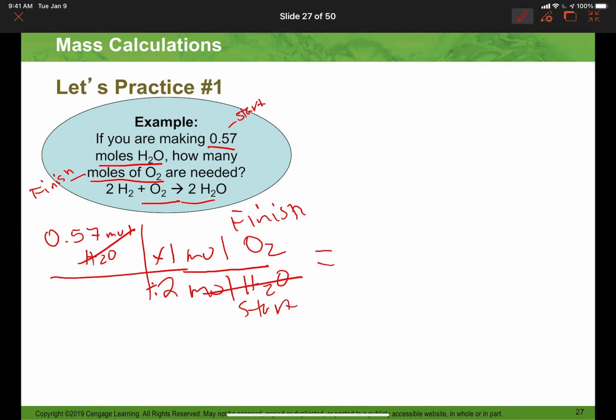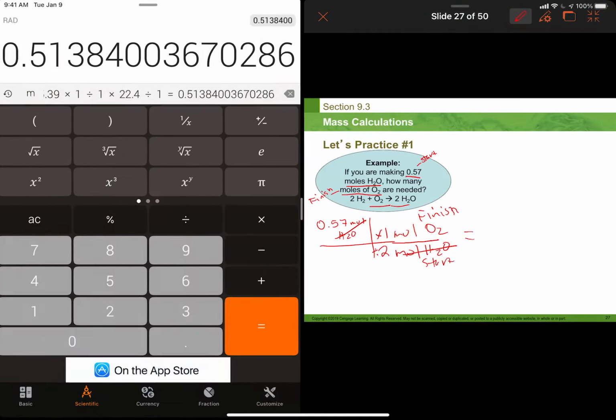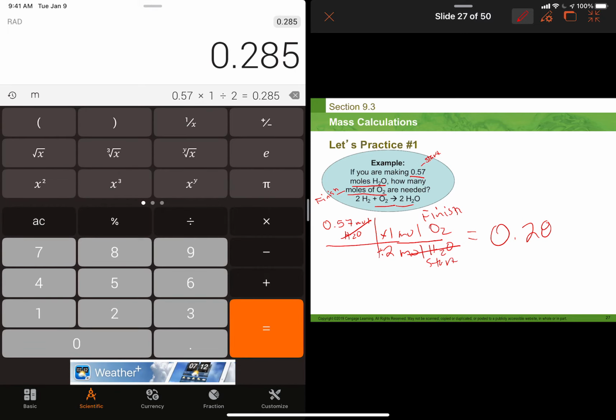Remember, it's always multiply by the top, divide by the bottom. So with your calculator, you're going to do 0.57 times 1 divided by 2. And you should get 0.2829 actually, not 28, because the 5 makes the 9 round up. And that's going to be moles of O2.